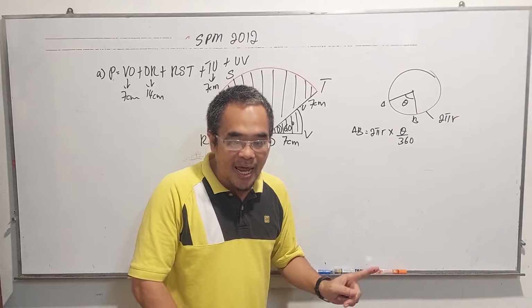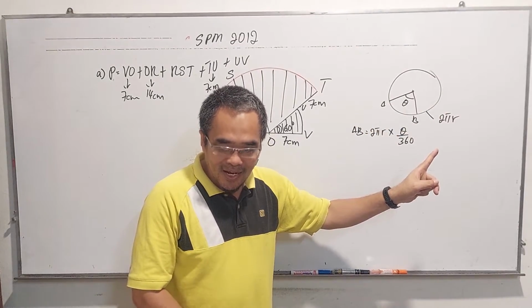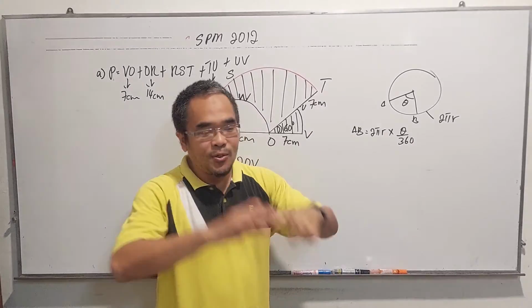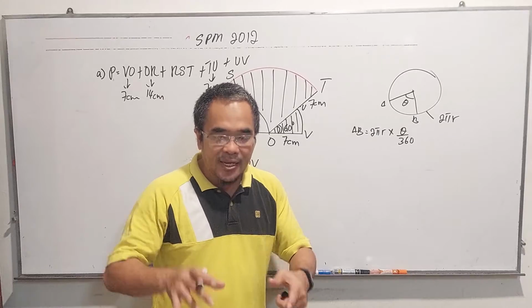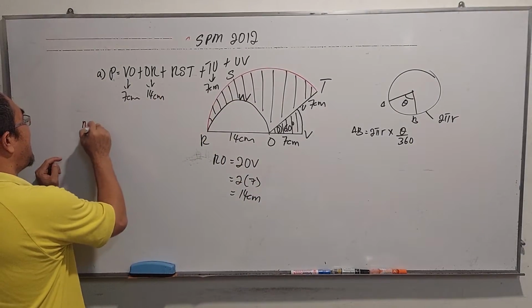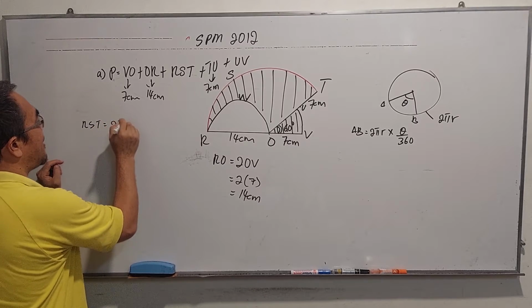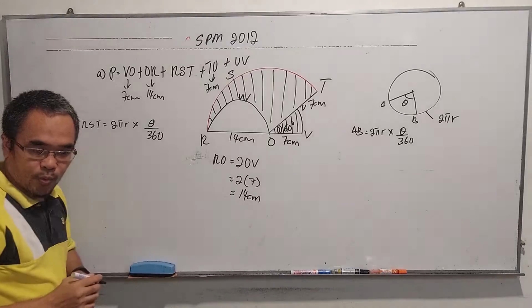But when you sit for the exam, this formula is not given. So you have to try now without looking at this formula. Do not copy the formula. Every time you need to calculate, you write down the formula again. In order to calculate RST, it is 2 pi r times theta over 360.